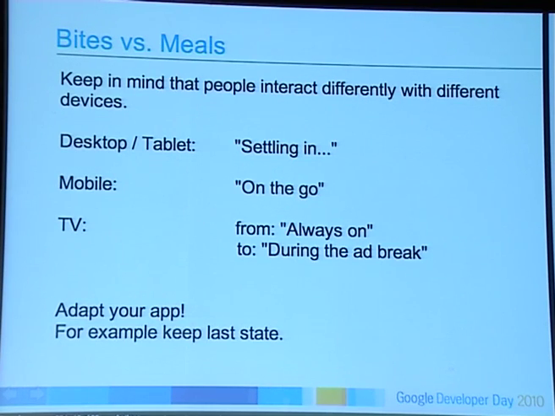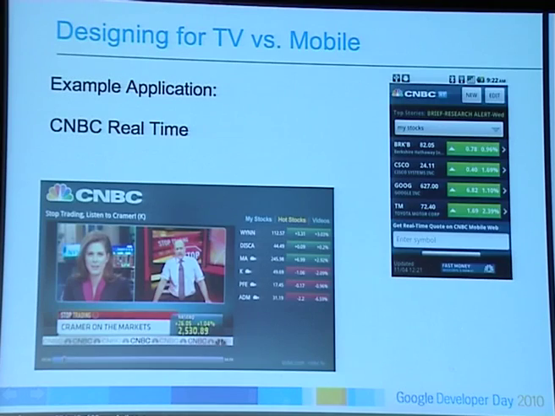People want to flip over to an application, for example, check their tweets while there's advertisement on, and then they expect to come back later at the same state. So make sure in your application you keep that in mind, that your application is useful in short bursts, and keep state between the different runs.